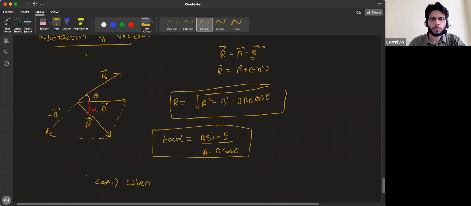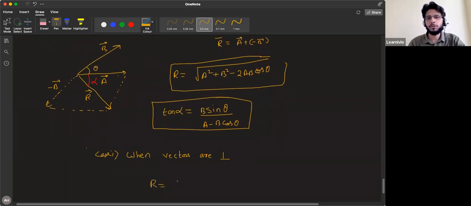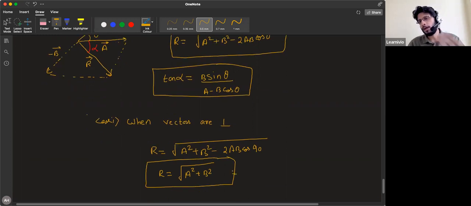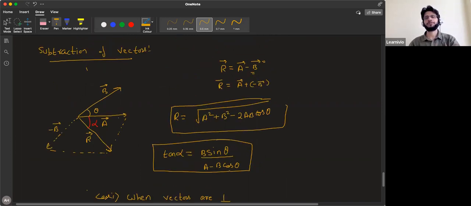When vectors are perpendicular, then the resultant will be root over a square plus b square minus 2ab cos 90. Cos 90 is 0, so your R is root over a square plus b square. This is how we calculate the resultant if your vectors are perpendicular. It is the same as that of addition of two vectors when the vectors were perpendicular. Just note it down. We'll do some questions over it.